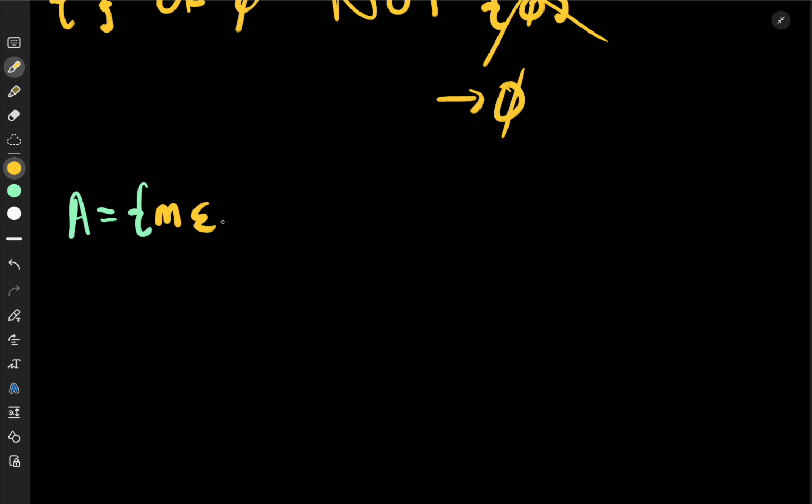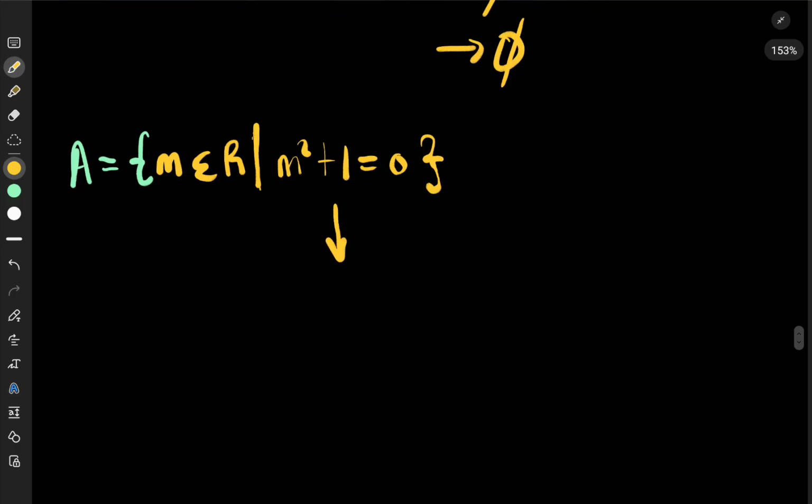So M, which is going to be real numbers, such that now you're about to tell us what type of numbers. We know that they are real, but you tell us more about it. You can say that M squared plus 1 equals 0. They are going to meet this equation. So this set A is made up of all real numbers that meet the equation M squared plus 1 is equal to 0. Now let's try to solve this equation and see which type of numbers that could have been.